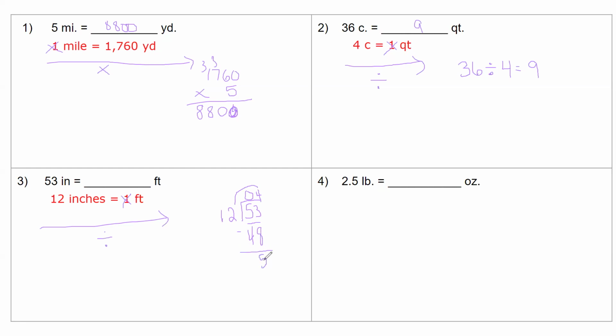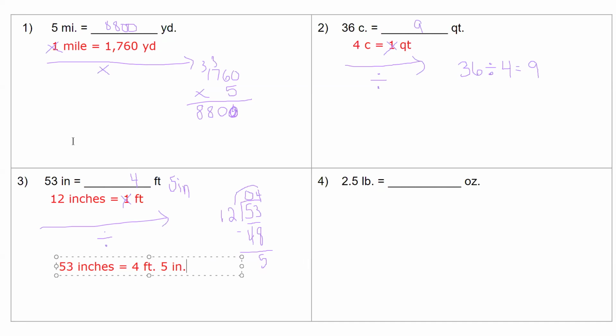Now, what do I do with that answer? Let's look carefully. We're asking how many feet this is. So it's 4 feet, but then we have a remainder. That's a remainder of 5 what? Since we were dividing 53 inches, these are 5 inches that are left over. So 53 inches is the same thing as 4 feet and 5 inches. That's what the remainder means. So sometimes we need that remainder because it doesn't come out evenly. 53 inches is 4 feet, 5 inches.